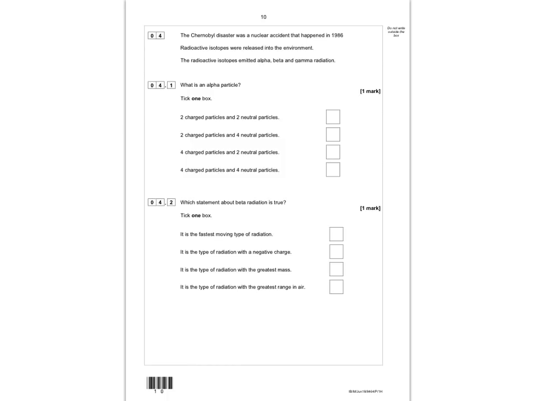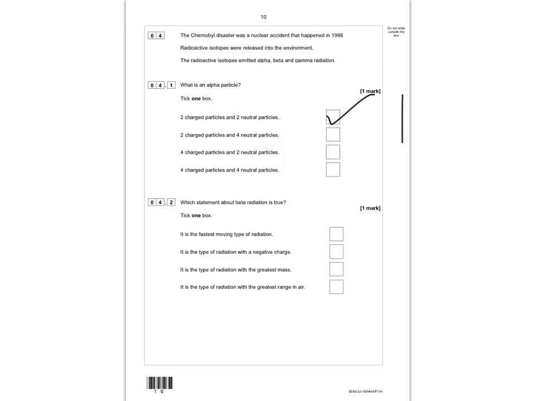So question 4 says the Chernobyl disaster was a nuclear accident that happened in 1986. The radioactive isotopes were released into the environment, and the radioactive isotopes emitted were alpha, beta, and gamma radiation. 4.1 says what is an alpha particle? So an alpha particle, if you remember, is a helium nucleus, and that would be 2 charged particles and 2 neutral particles would be the best description of that.